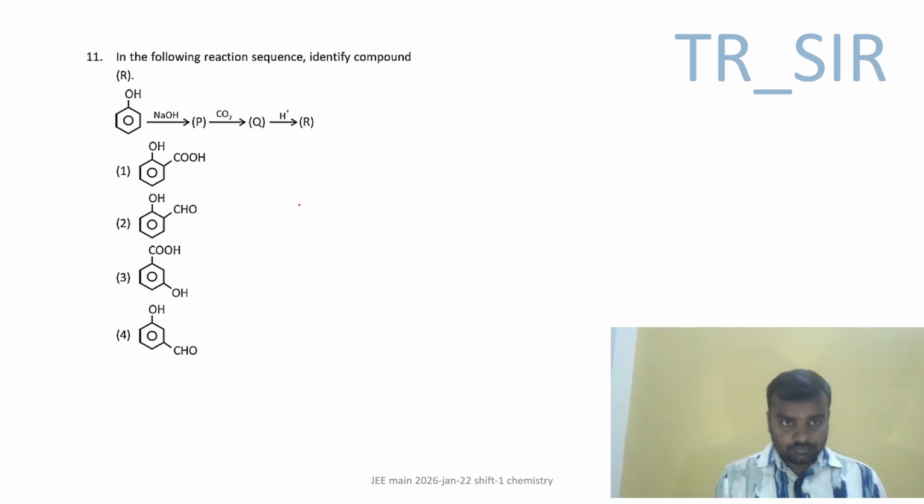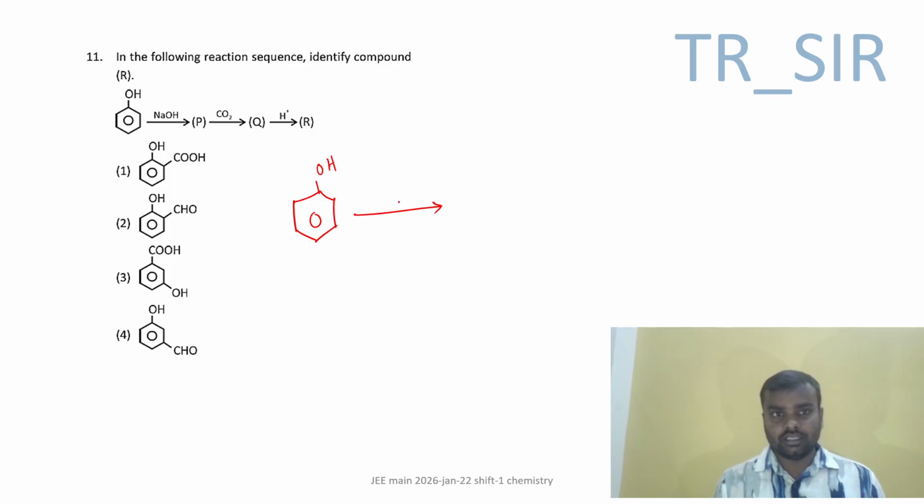Next one. This will be the Kolbe-Schmidt reaction, right? A Kolbe-Schmidt reaction. Here, if you take NaOH base, what happens? Acidic hydrogen and base, so an acid-base reaction will take place. Salt will form here: O negative, Na positive.